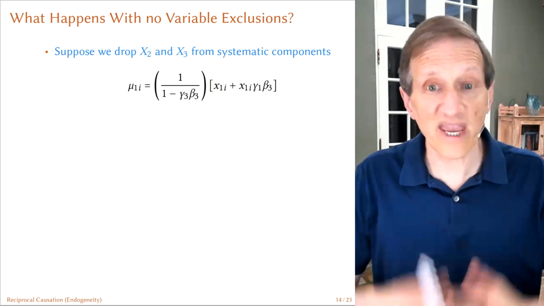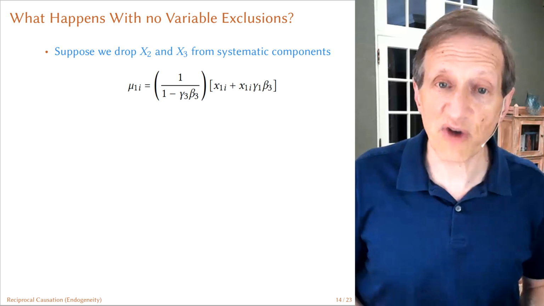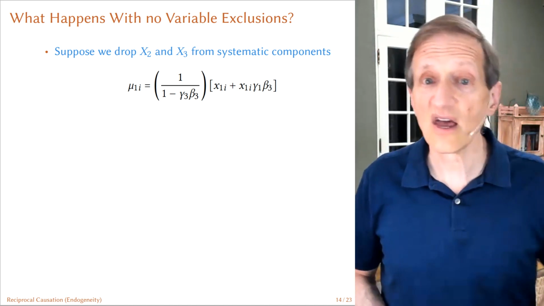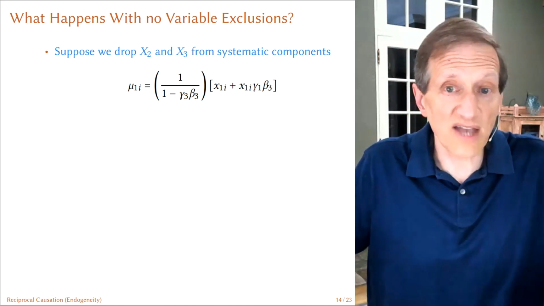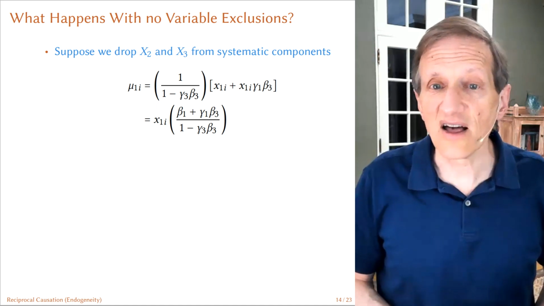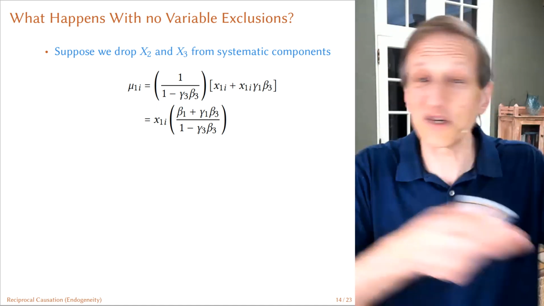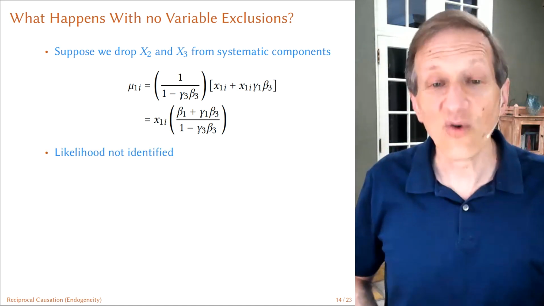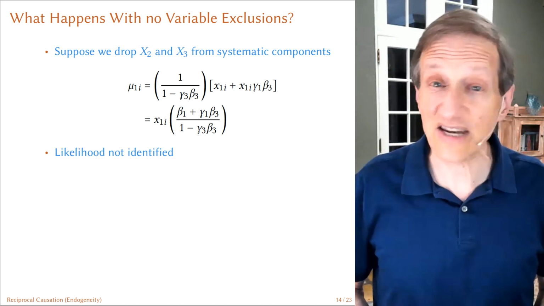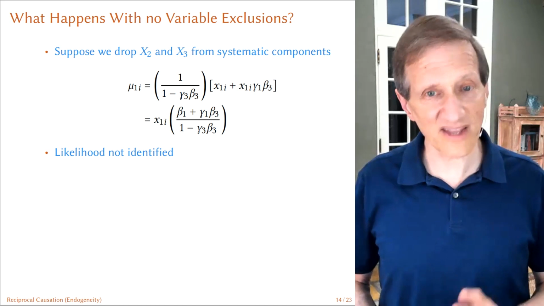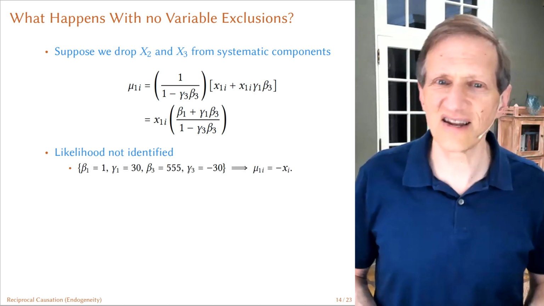So we get this simplified expression from the previous page. Looks okay so far, right? But once we simplify, we get this. I don't know, we could substitute this in. What would we get? Well, it turns out the likelihood is not identified. Okay, well, that's interesting. What does that mean? How do you know it's not identified?